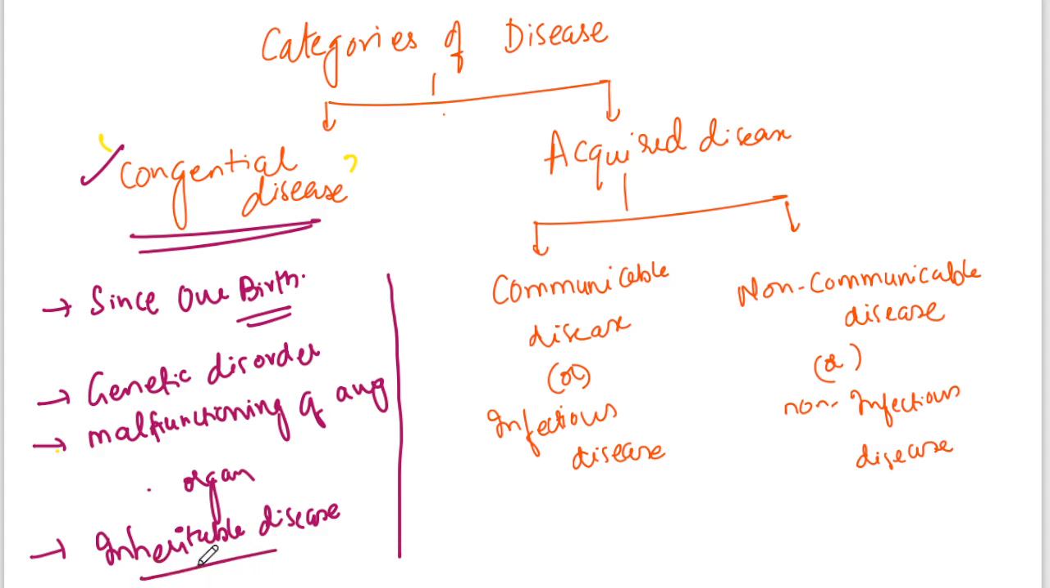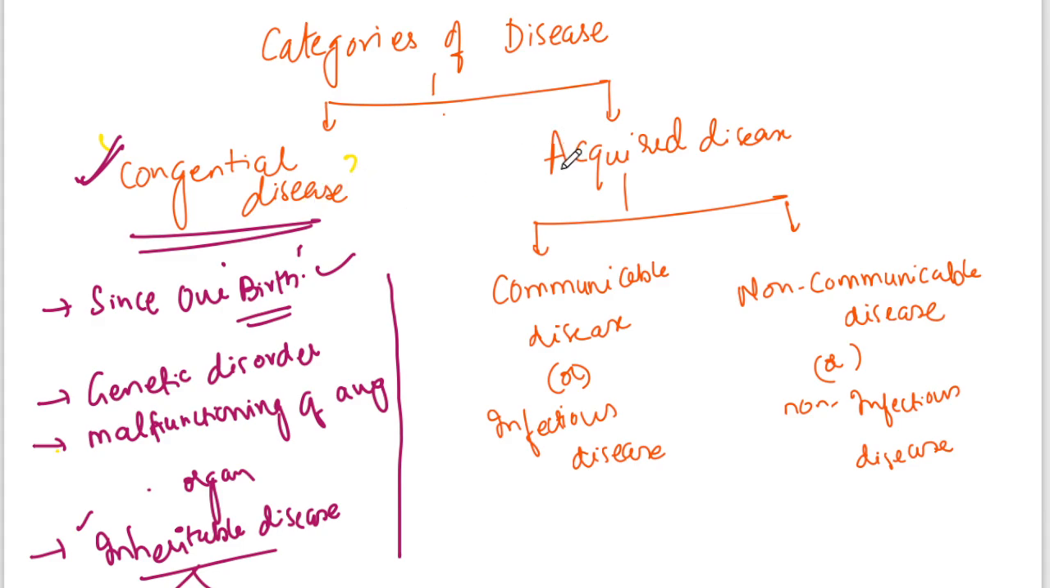Inheritable diseases: some diseases might come from the father, some might come from the mother. Let's say sickle cell anemia is a disease that comes from inheritable diseases. A few cancers will come with inheritable diseases. So these are called congenital diseases. I am repeating once again: if a disease or some defect or disorder is there since our birth, it is called a congenital disease.